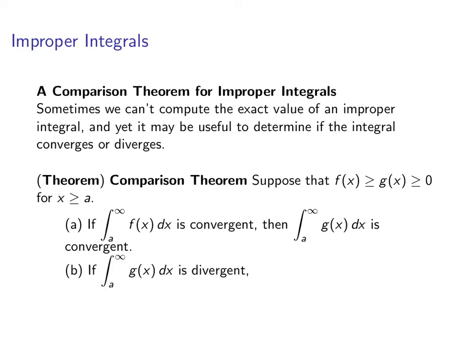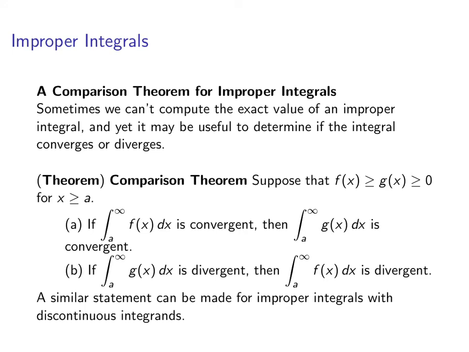The contrapositive of this statement is that if the integral of g of x is divergent, then the integral of f of x, which is a bigger function, has to be a divergent integral. And it's not all that hard to make a similar statement, a similar comparison theorem, for improper integrals with discontinuous integrands, the second type of improper integrals that we were dealing with. Okay, so we'll go over an example in a moment of how the comparison theorem is used. Okay, that's all for now.